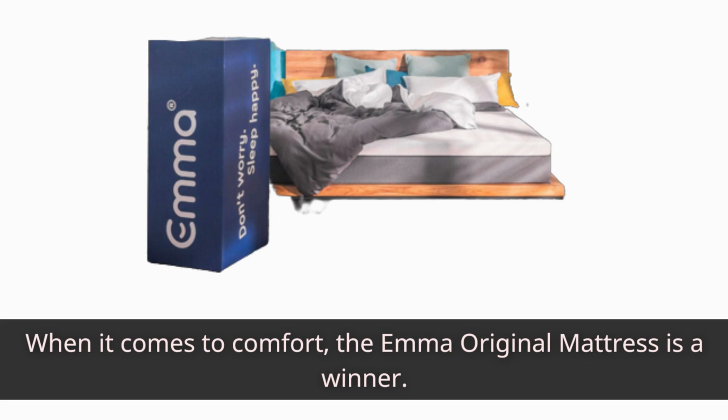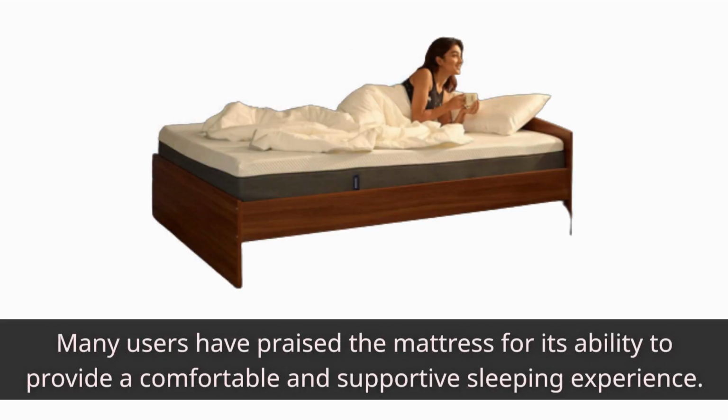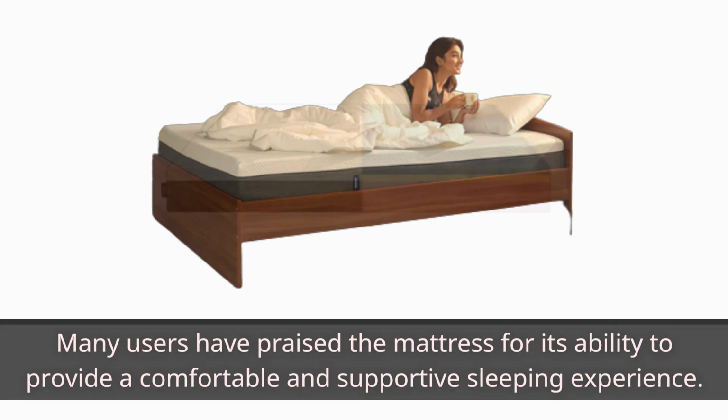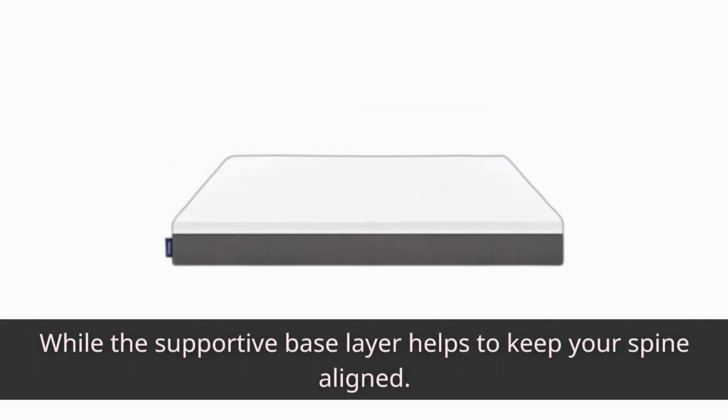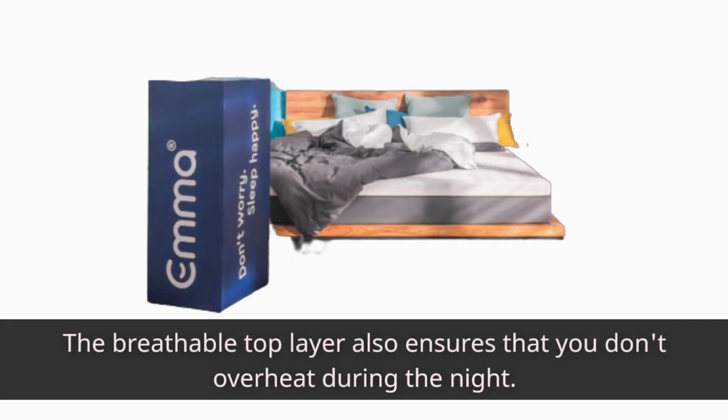When it comes to comfort, the Emma Original Mattress is a winner. Many users have praised the mattress for its ability to provide a comfortable and supportive sleeping experience. The memory foam layer does an excellent job of contouring your body, while the supportive base layer helps to keep your spine aligned. The breathable top layer also ensures that you don't overheat during the night.